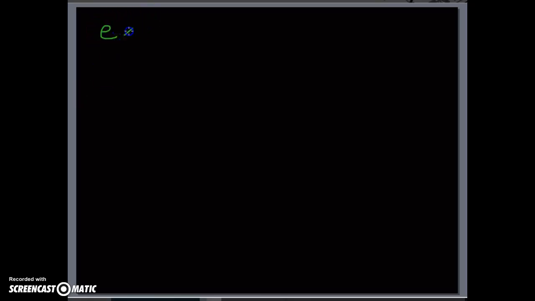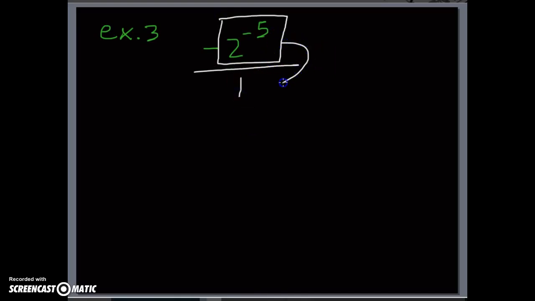Example number 3. Let's say we have negative 2 to the negative 5th power. First step, I'm going to box my base and the negative exponent. So my base here is a positive 2 because the negative is not in parentheses, so the negative is not part of the base. I'm going to go ahead and convert this into a fraction. So I'm going to draw a 1 under it. Now I can go ahead and move it across the fraction line to make it a positive. When I do that, what I have is 2 to the positive 5th power.